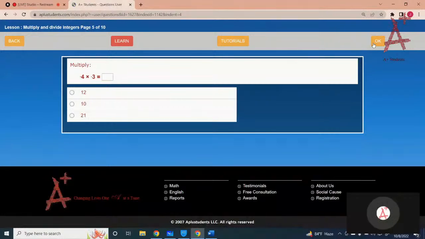Okay. And now you have negative 4 times negative 3. So your answer is, you are multiplying two numbers with the same signs. So your answer must be positive. It would be positive 12. Got it? Select the correct option and click on the OK button.